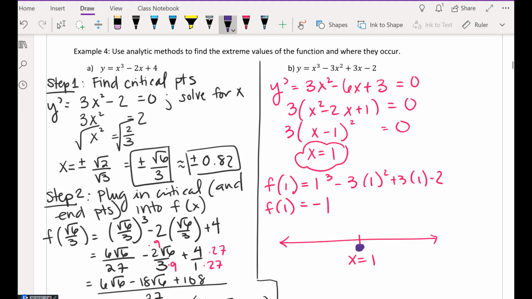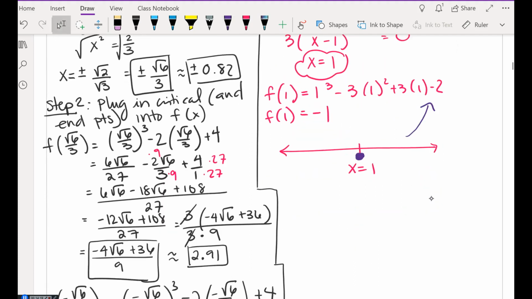Okay, let's do the end behavior for it, and then we'll pick a new value. As x approaches positive infinity, what's happening to the output? Positive. So would you agree, if I just sketch it out, this goes like that? Yes or no? If I sketch out as x approaches negative infinity, what's happening to the output? Negative. Yes or no? Okay, so here you go.